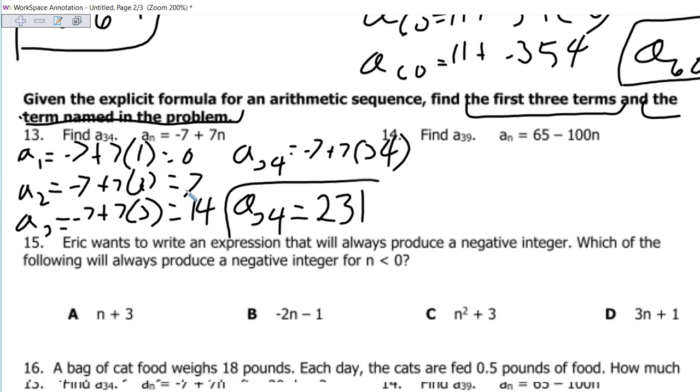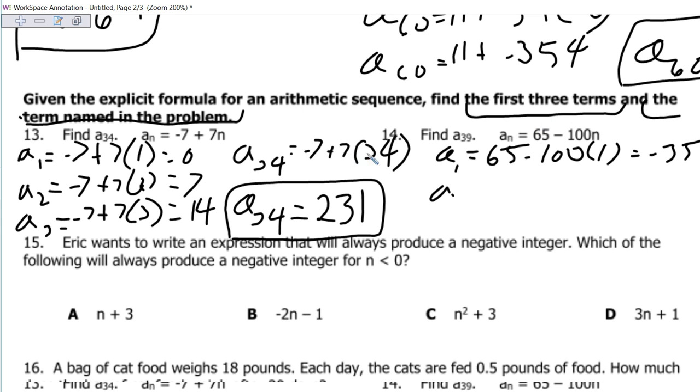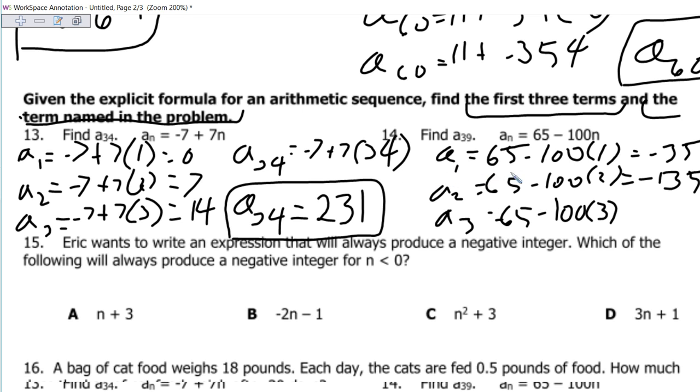Now, same thing for number 14. Alright? Same routine. So we take 1 and we're going to plug it in. 65 minus 100. So A sub 1 equals 65 minus 100 times 1. So that's going to be negative 35. A sub 2 equals 65 minus 100 times 2. That's going to be negative 135. A sub 3 equals 65 minus 100 times 3. And that's going to be negative 235.